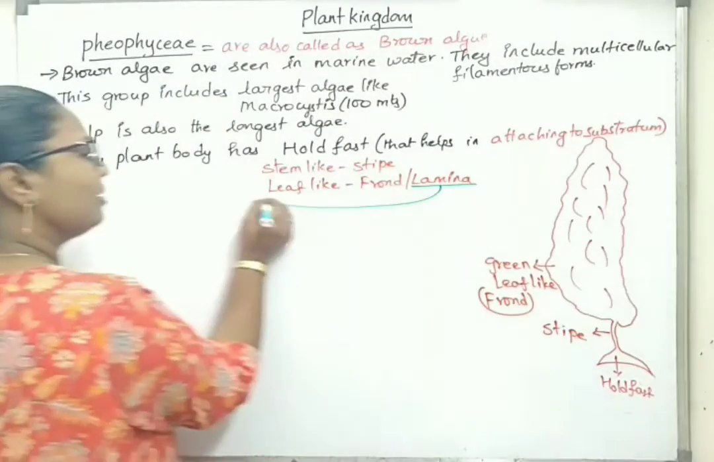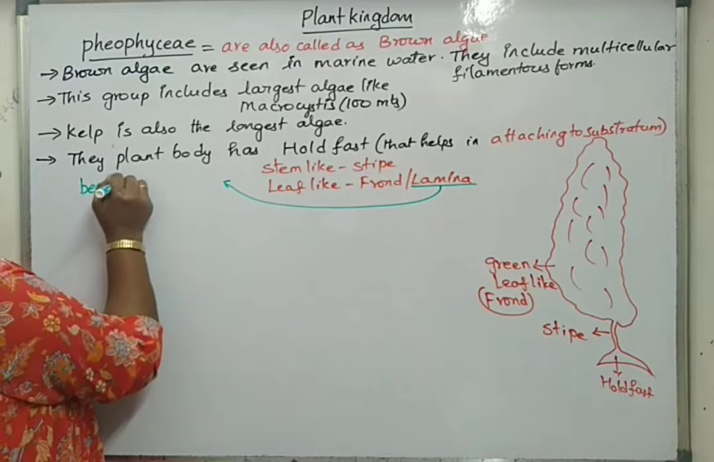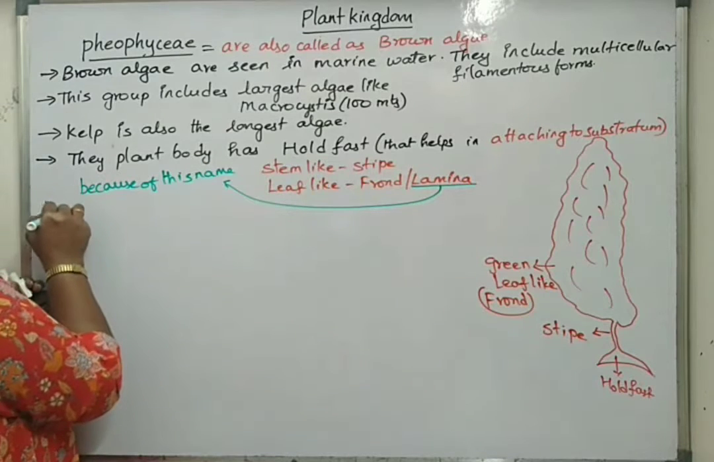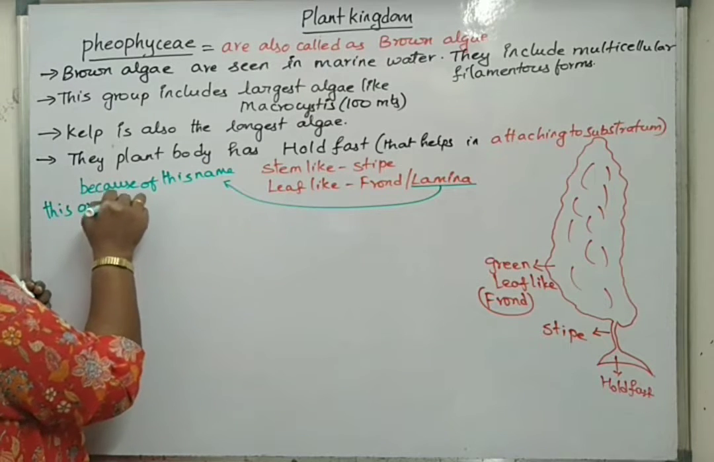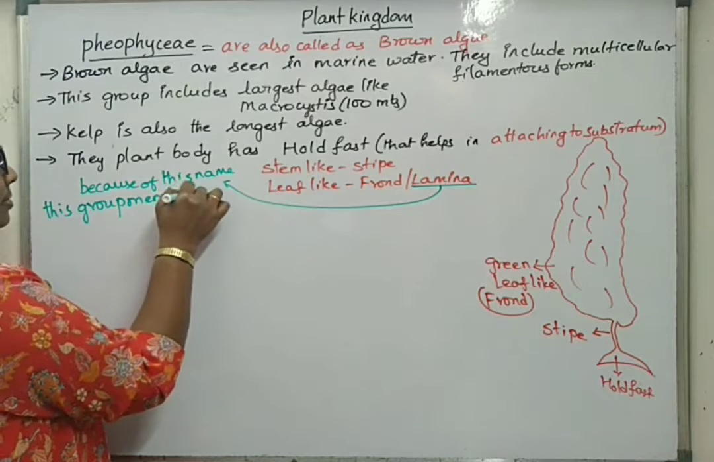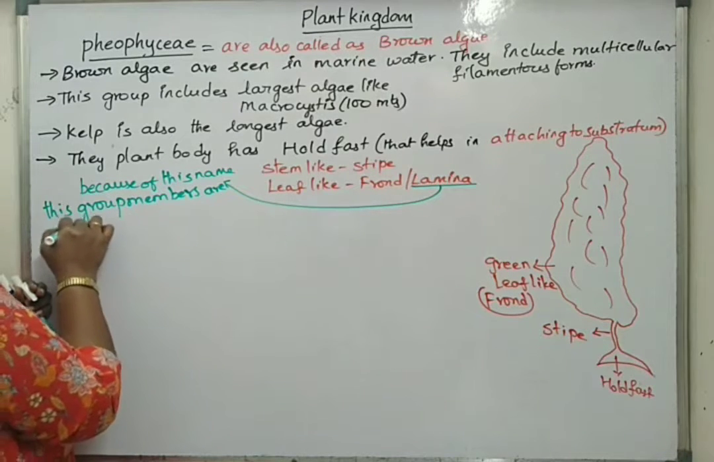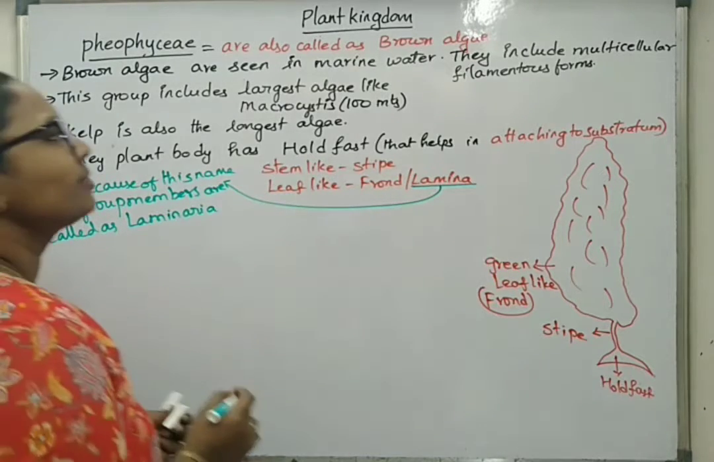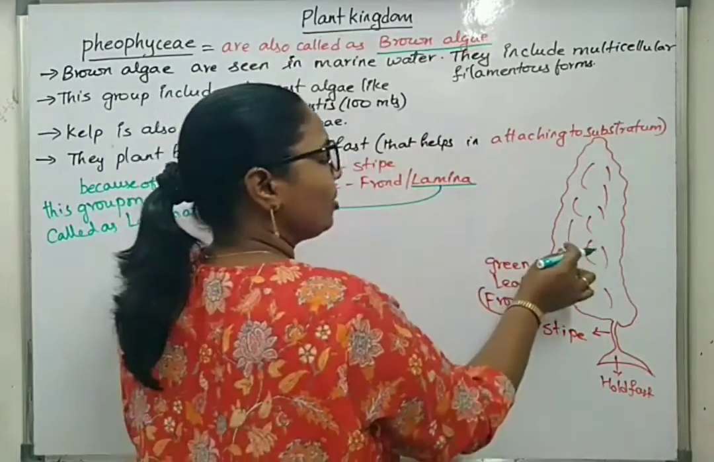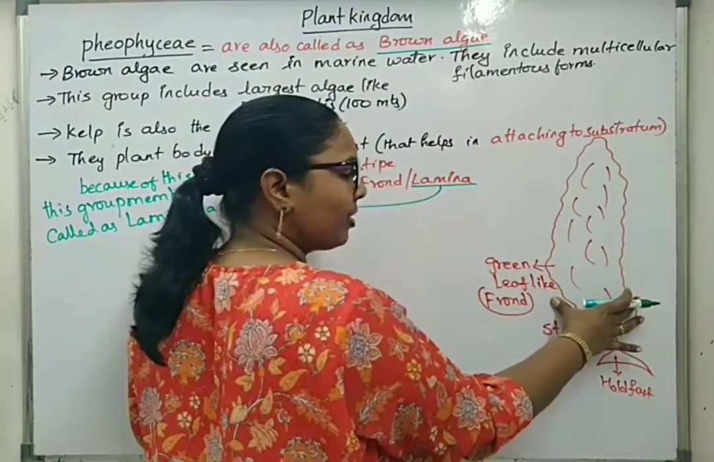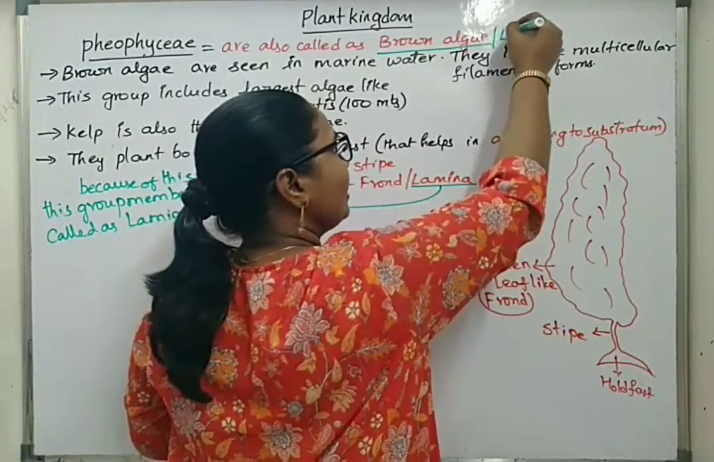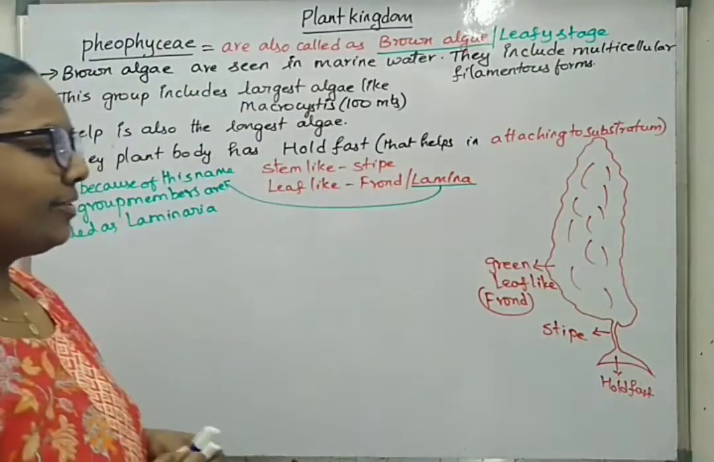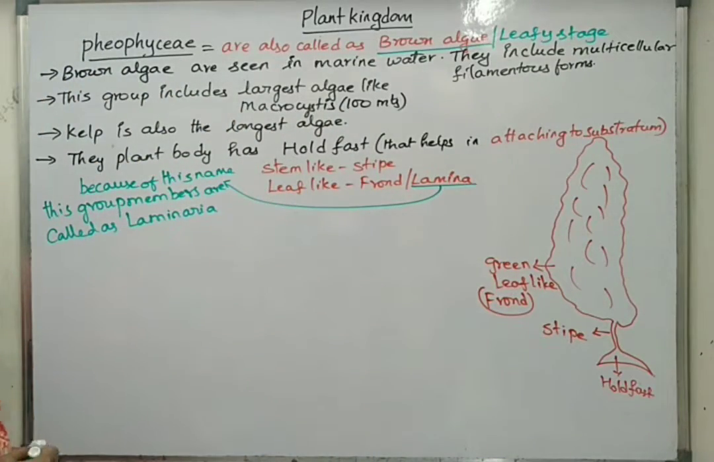Here, because of this name, these group members are also called laminaria. This brown algae, because of presence of the total maximum part of the body in leaf shape, are also called as leafy stage. So there are different names under this Phaeophyce members.